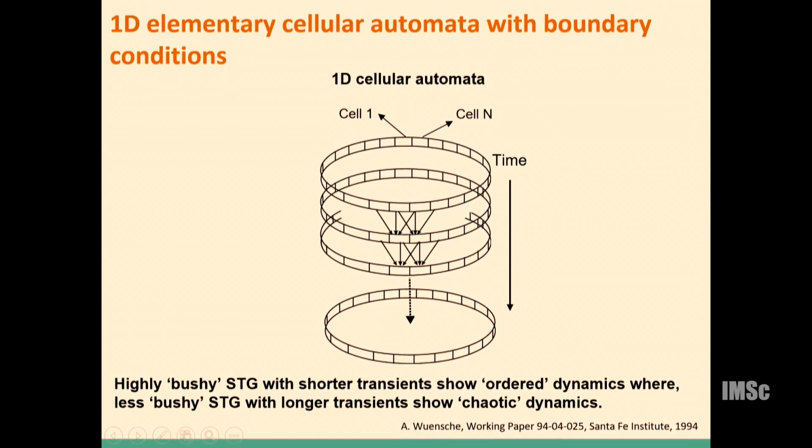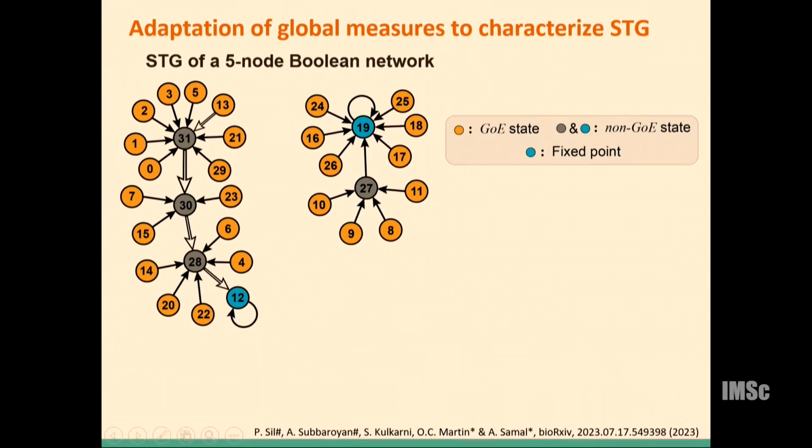Here he has quantified the measures by which we can structurally differentiate between different types of state transition graph. Inspired by these ideas, we try to explain this in the case of a Boolean network. This is an example of an STG of a 5-node Boolean network. You can see that there are nodes colored in orange. They are called the Garden of Eden states.